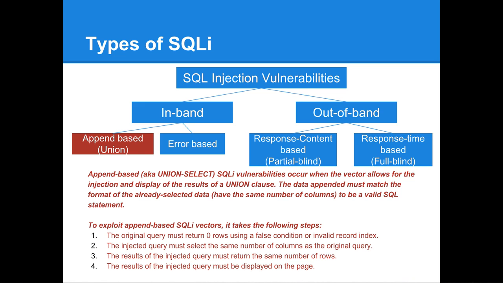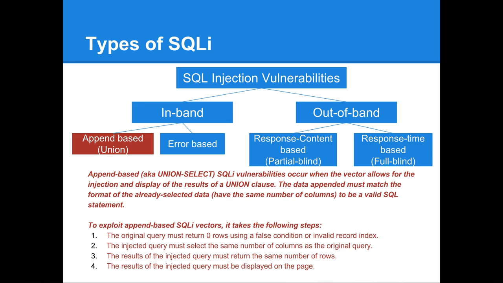Append-based SQL injection vulnerabilities occur when the vector allows for the injection and display of results of an added union clause. We covered the union clause earlier, where you can combine the results from two different tables or two different result sets as long as they have a matching number of columns.